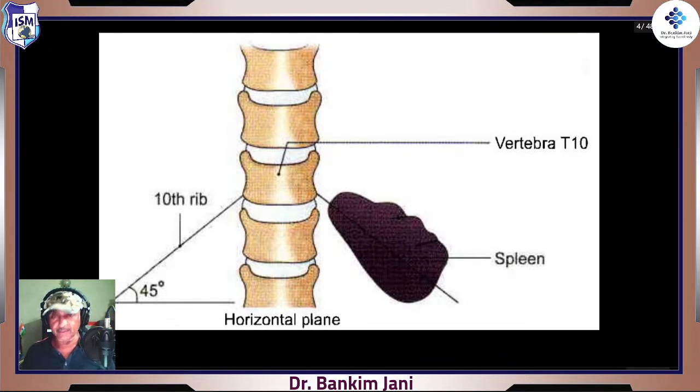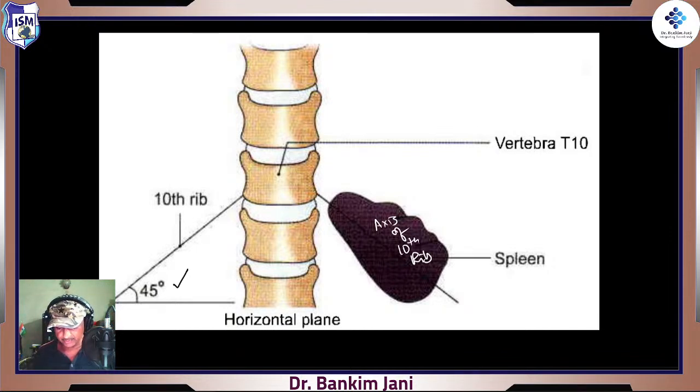Say this is the direction, this is the axis. So that's the 10th rib. So spleen is lying at the axis of the 10th rib, in the direction of the 10th rib. And the angle which it's forming is about 45 degrees, right? That's the 10th rib, and with the horizontal line, that's 45. So it means that spleen is arranged at an angle.